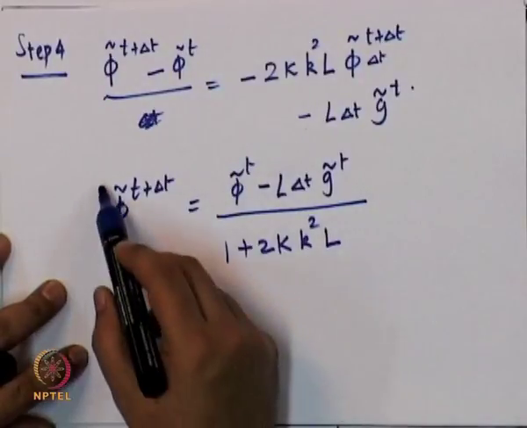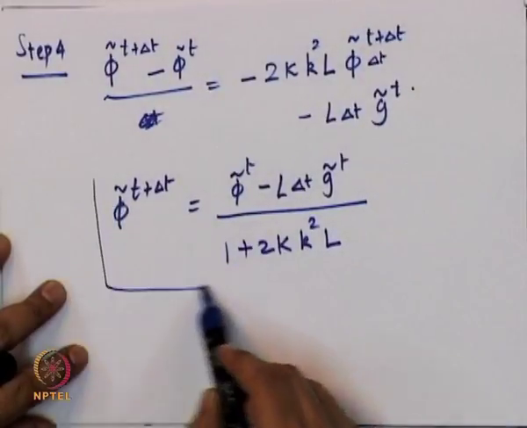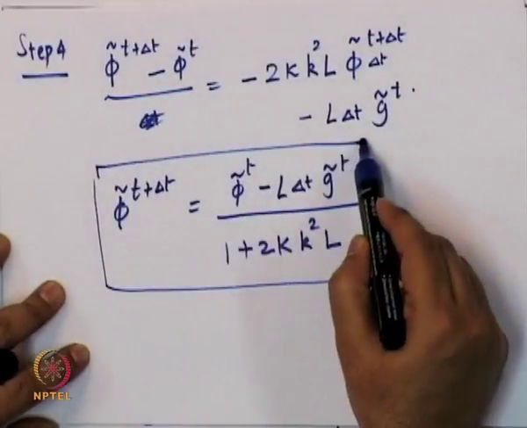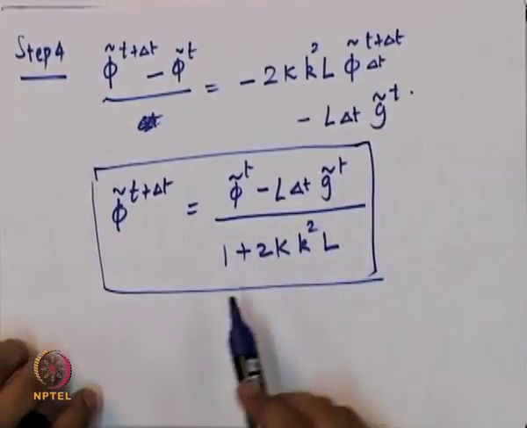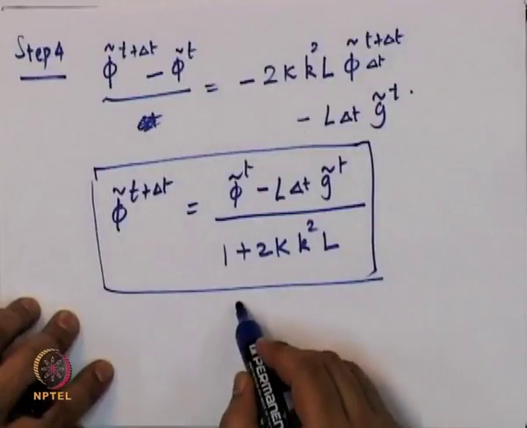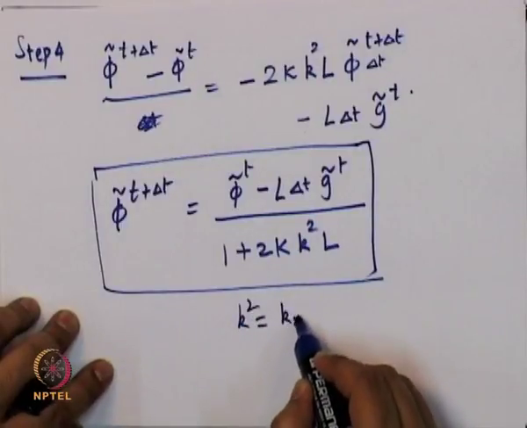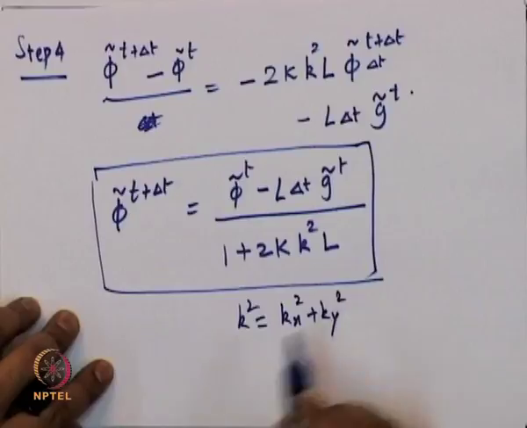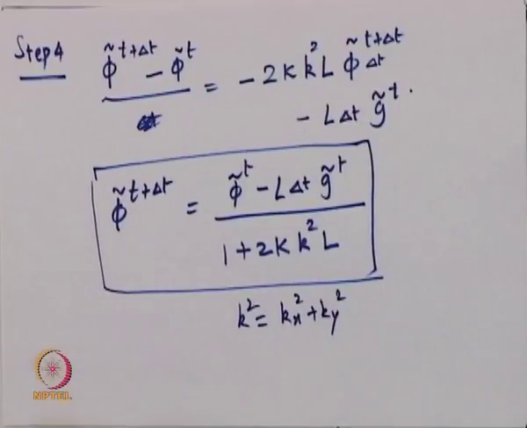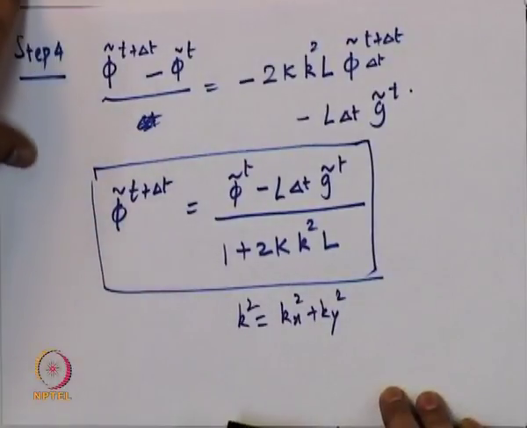So, this is what we want to evolve, and as usual we are going to write, and remember this k squared is now k x squared plus k y squared, because we are trying to solve it in 2D. Previously it was just in 1D, now we are trying to solve it in 2D.